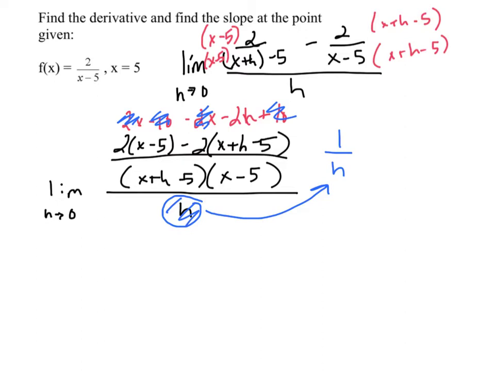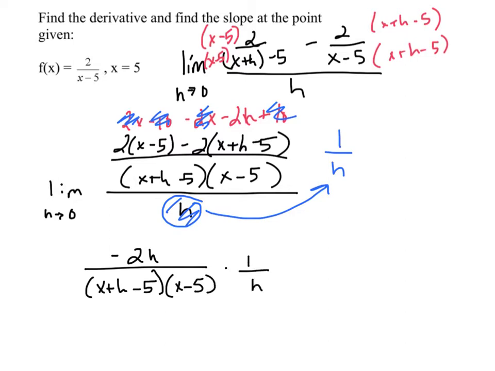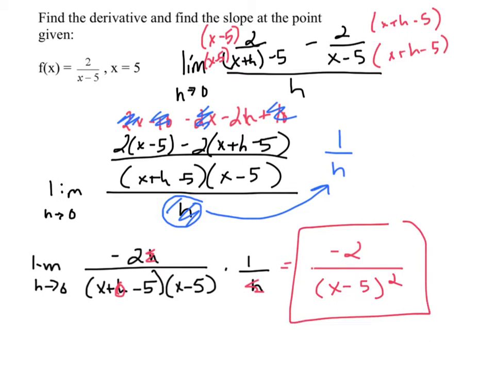So what we have now is negative 2h over x plus h minus 5 multiplied by x minus 5 multiplied by 1 over h. We're doing the limit as h approaches 0. So the h's are gone. So I have negative 2 on the top. Once you get that cancellation, remember we plug in 0 again for h, so we have x minus 5 times x minus 5, which is just x minus 5 squared. This is our derivative, negative 2 over x minus 5 squared.